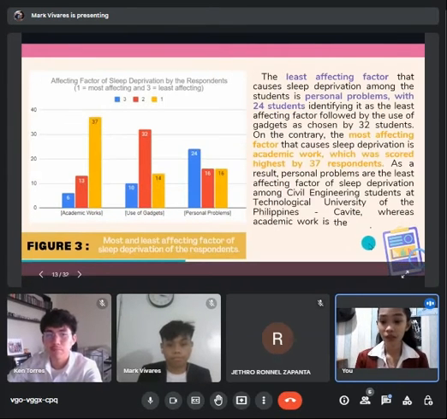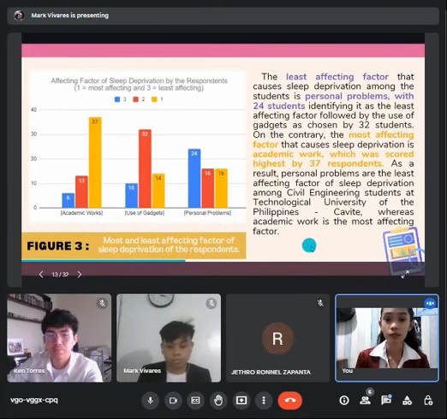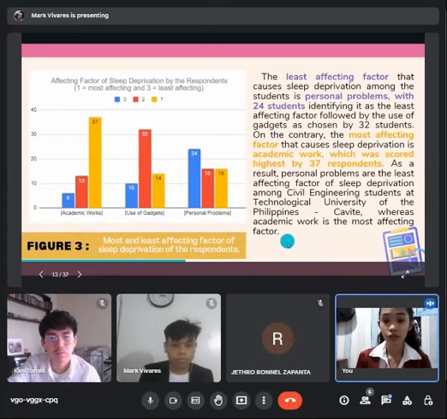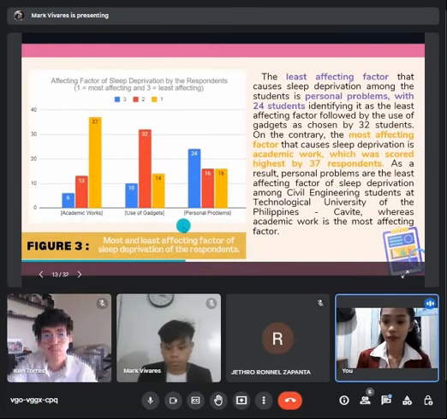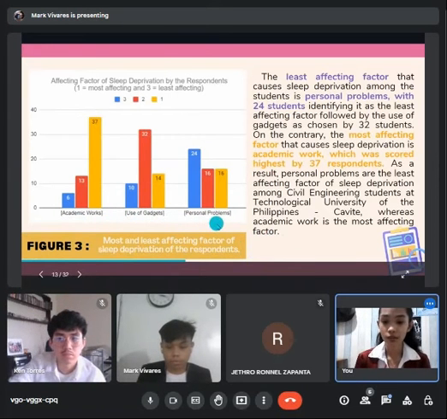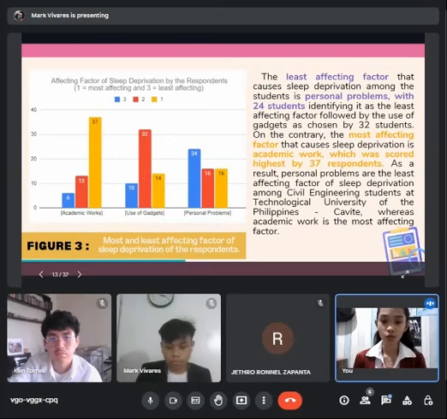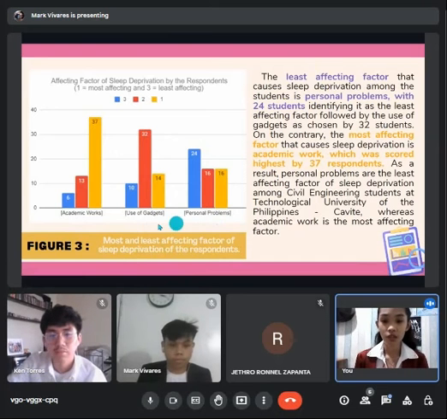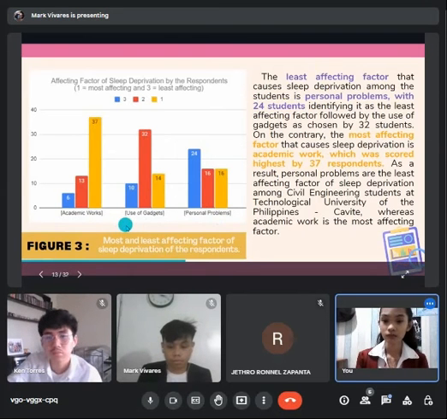Now, for the main agenda of this survey, the most and least affecting factors of the civil engineering students' sleep deprivation, we utilize mode as the statistical tool. First, presented are the three major affecting factors, and based on Figure 3, the least affecting factor is the personal problem, according to 24 students, while academic works is the most affecting factor, based on 37 students.